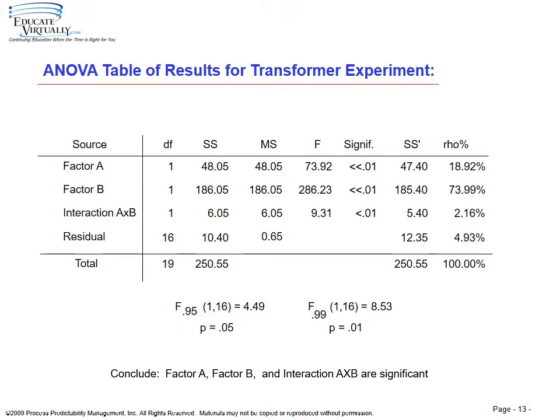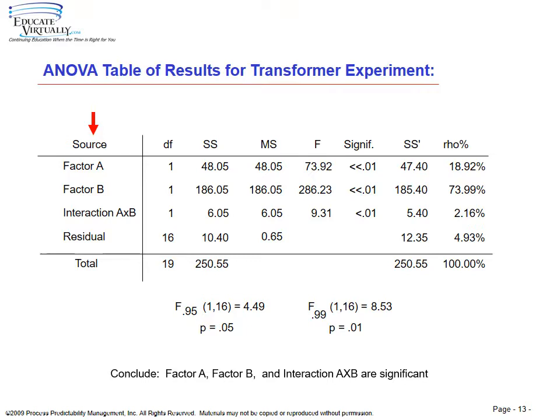Now that you've seen how to put together all of the components of the analysis of variance, let's group them up into an ANOVA table and see if we can review the results for the transformer experiment. The first thing we do is we start with a column for source of variability. We had factor A, which was the number of windings, factor B, which was the gap distance, the interaction of A times B, we have the residual, and then a total.